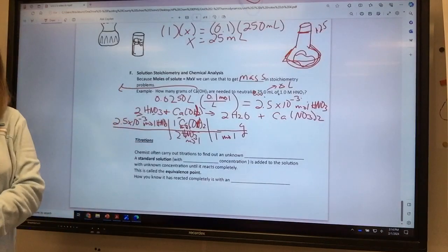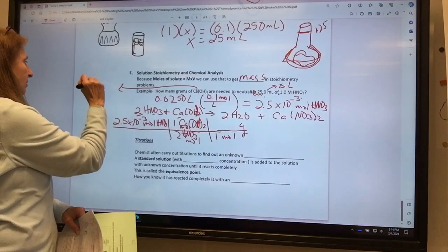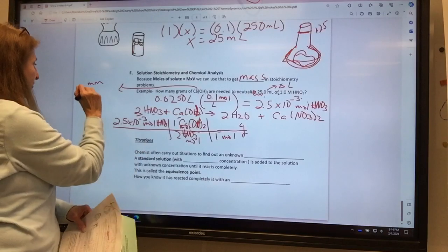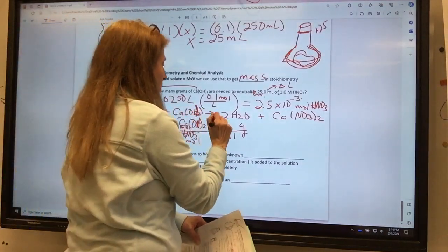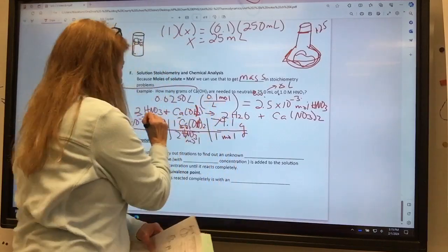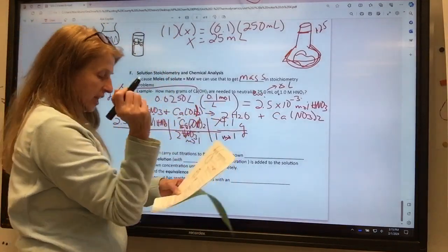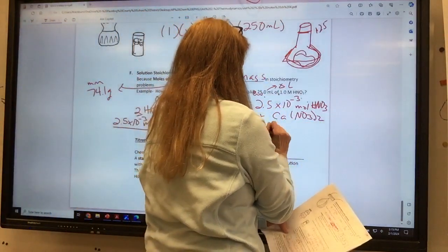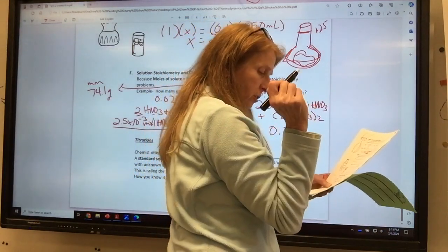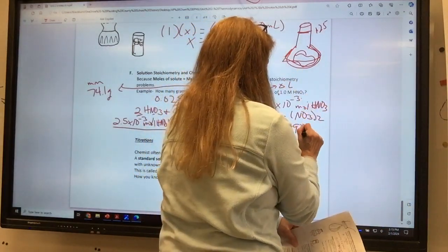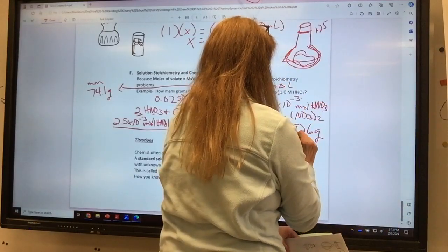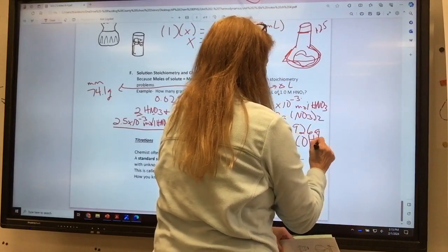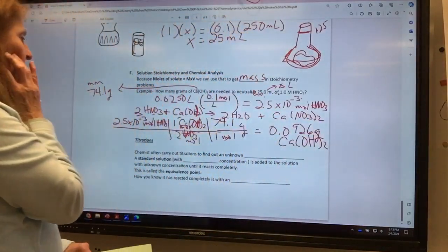What goes with the graham crackers? Molar mass. And its molar mass is 74.1 grams. So 74.1. These cancel out, those cancel out, and I'm left with 0.0926 grams of calcium hydroxide. So we'll practice that, it'll get easier.